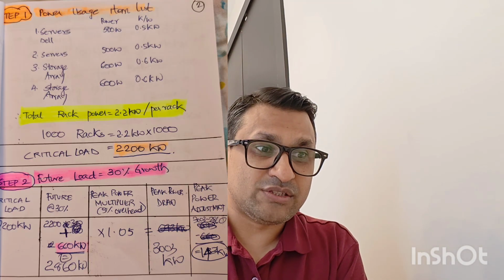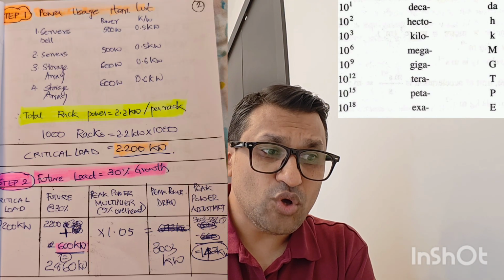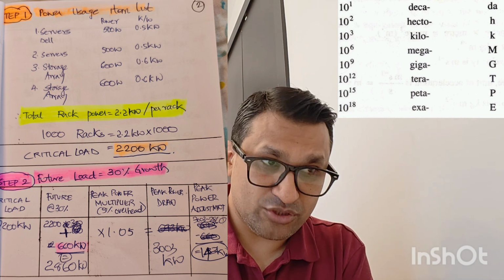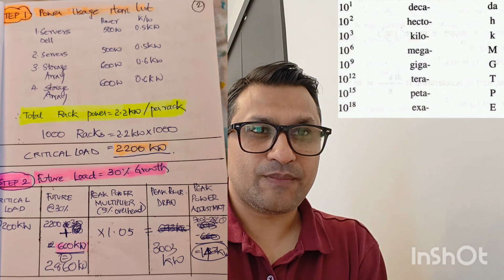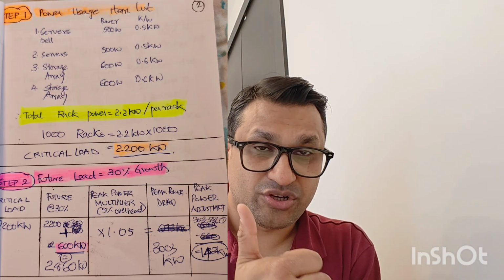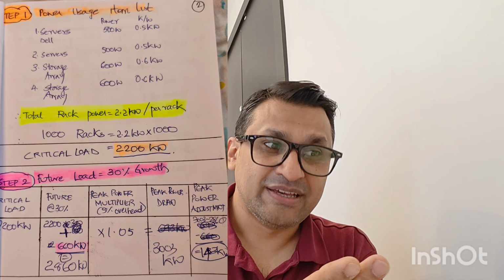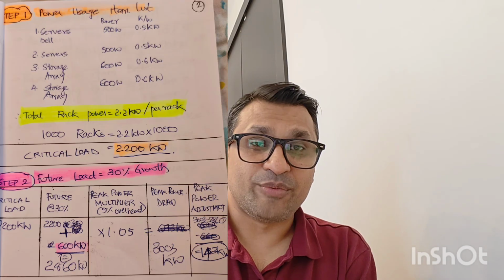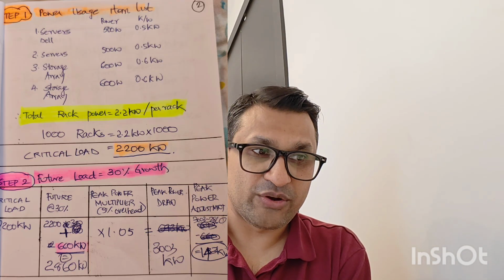So that will give us 2,860 kilowatt or 2.86 megawatt. That's the future load, including the critical load. The future load with the 30% addition: original critical was 2200. You're adding the future load 30%, 660. 2200 plus 660, 2860. It's going to be 2.86 megawatt. That's the total load, critical load, including the future.